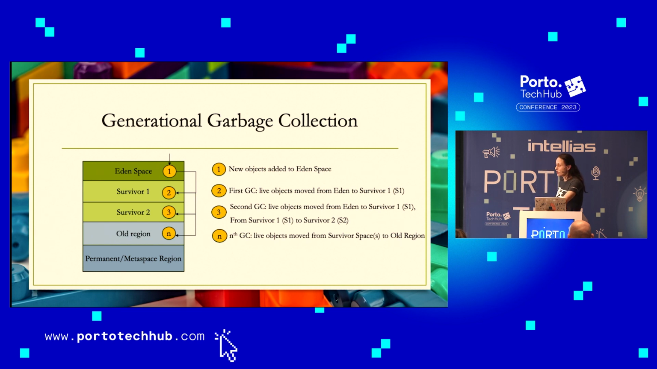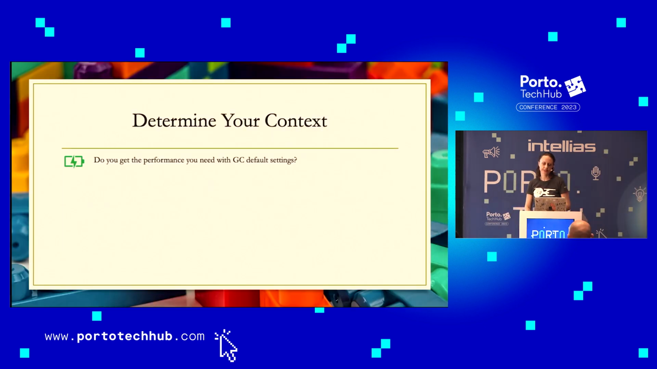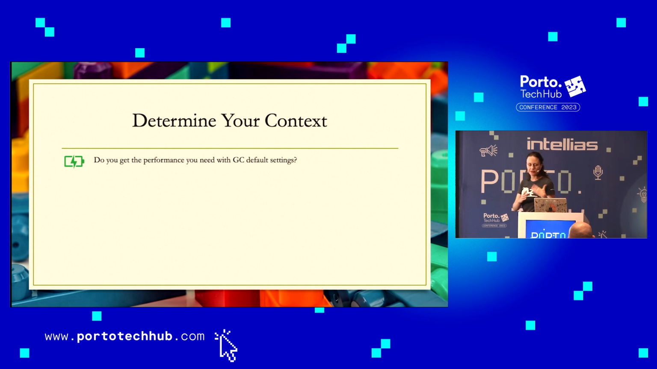So now let's look at why choosing a garbage collector matters. First of all, you need to determine your context. The garbage collectors strive to be as optimal as possible for every aspect, but there are some trade-offs, and they support different use cases, and we're going to look at them with each garbage collector. But the first thing you need to ask yourself as a developer is whether you get enough performance with the garbage collection default settings that you're probably using in the beginning when you start an application. I don't think anybody starts tuning an application or its garbage collection from the very beginning without seeing that the default maybe doesn't satisfy their case.